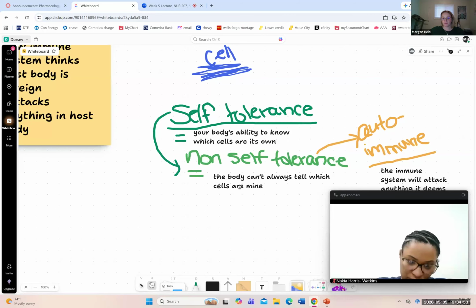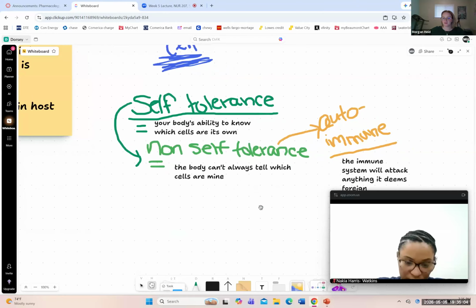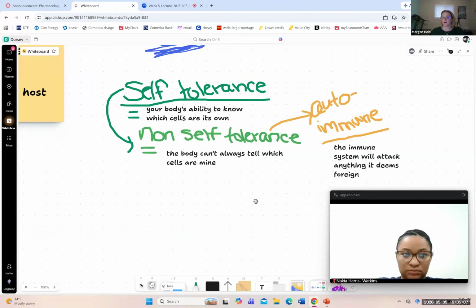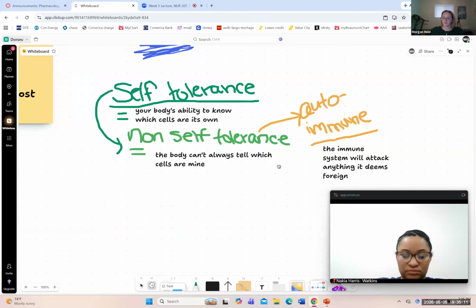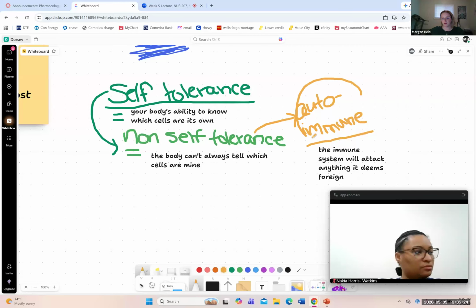That's when my body starts to say, maybe for some reason the immune system has a flaw in it. So then it starts to recognize my skin cells as not being mine, even though they are, because something's wrong with the immune system. And then the immune system starts to think the skin cells are an invader, they're foreign, and it starts to attack my own body. So when I have that happen, that is where I get my autoimmune.